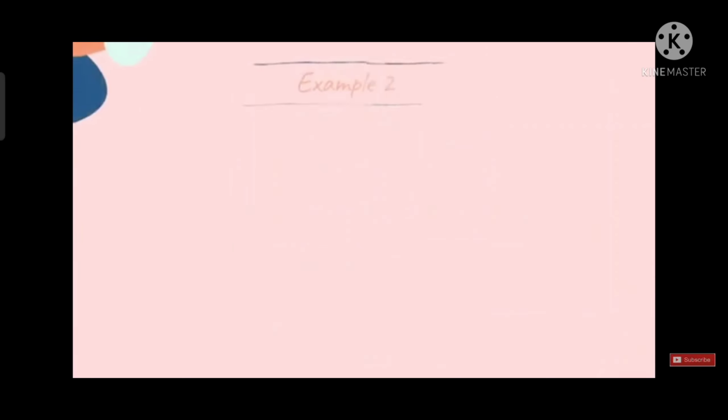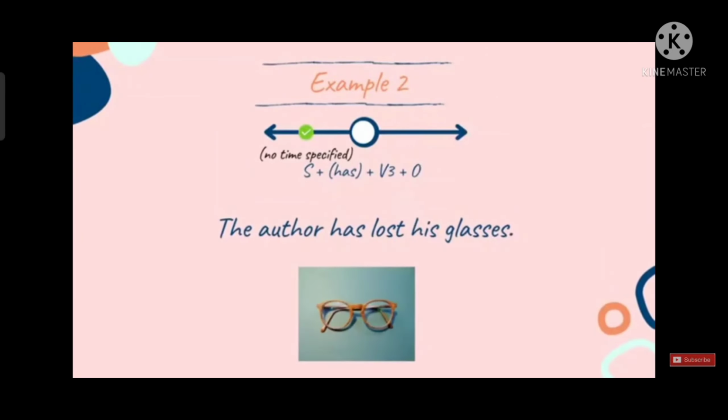Let's look into next example. The author has lost his glasses. The author lost his glasses in the past, and as it is still true in the present, meaning that he was still not able to find it. However, the time is not specified here. That is, exactly when has he lost his glasses is not specified. So we have used the present perfect tense here.